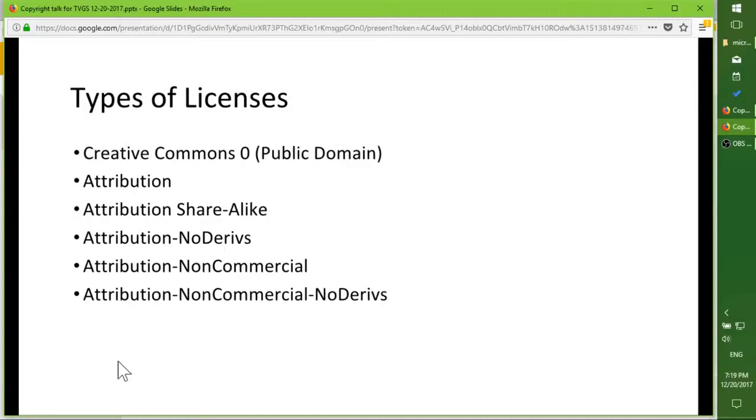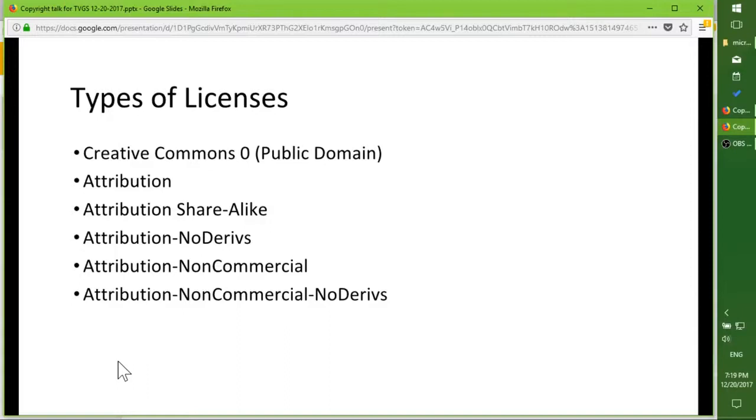There are different types of Creative Commons licenses. You've got Creative Commons 0, which is basically like public domain. You've got attribution, and they've got different versions, up to version 4.0, which is an international license. Attribution share alike, no derivatives, non-commercial, non-commercial no derivatives. So you have these options.